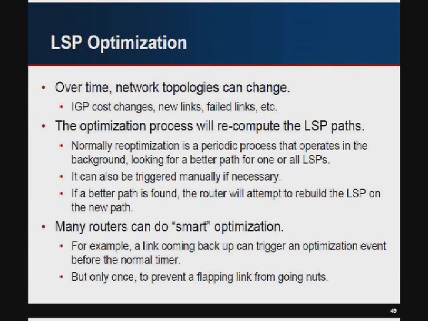And there's a lot of routers out there that can do smart optimization, where what happens is when a link goes down and then comes back up within a certain period of time, you go ahead and immediately kick off the optimization. But if you see that same link flap, flap, flap, flap again, you don't try to re-optimize every time. And that saves CPU across your network, prevents a flapping link from going nuts.